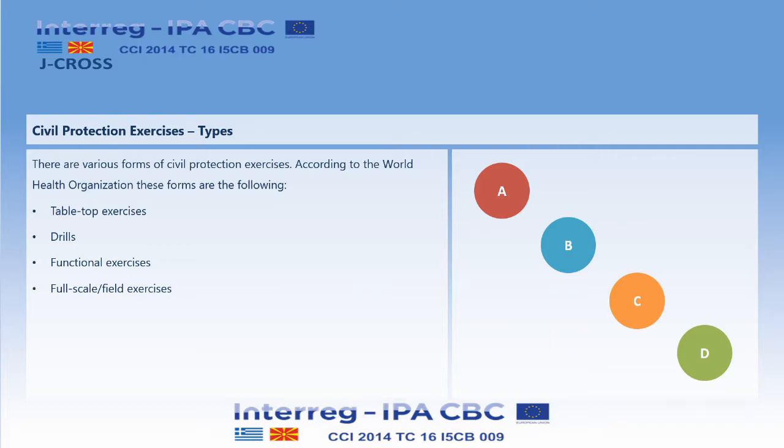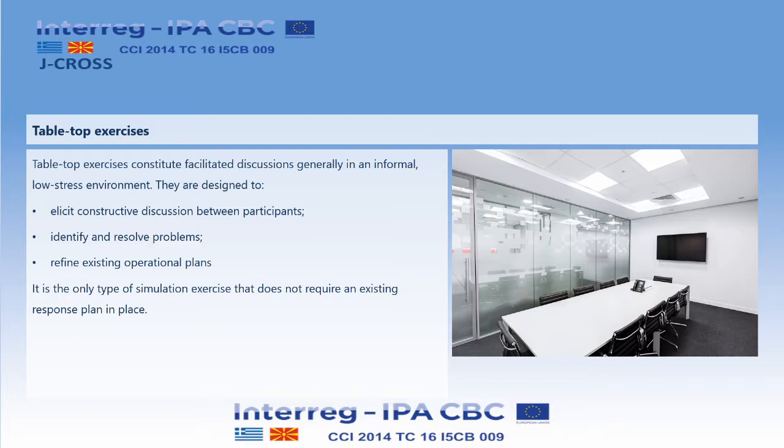There are various forms of civil protection exercises. According to the World Health Organization, these forms are the following: tabletop exercises, drills, functional exercises, and full-scale or in-field exercises. Tabletop exercises constitute facilitated discussions, generally in an informal, low-stress environment. They are designed to elicit constructive discussion between participants, identify and resolve problems, and refine existing operational plans. It is the only type of simulation exercise that does not require an existing response plan in place.